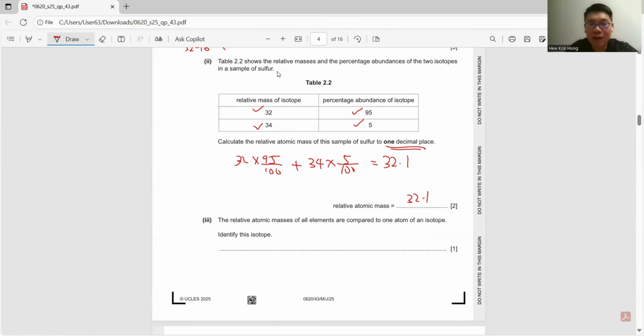Part 3. The relative atomic masses of all elements are compared to one atom of an isotope. So we are comparing with carbon-12. This is the standard that we always use.